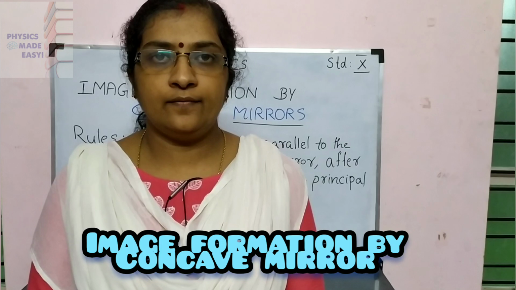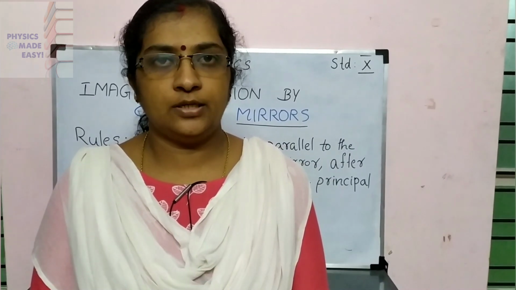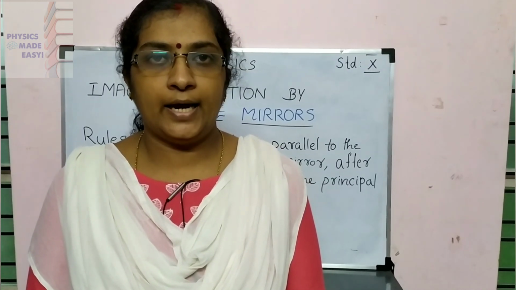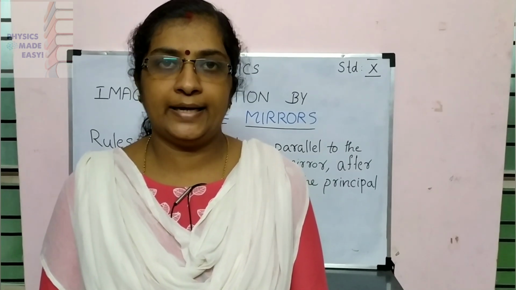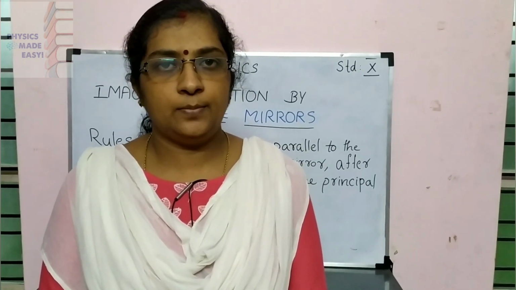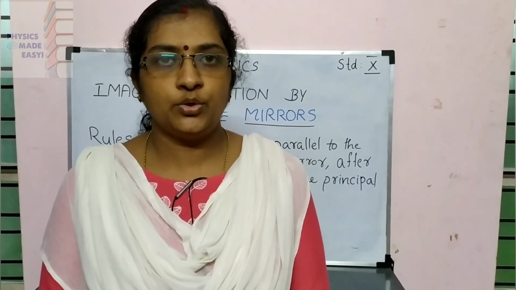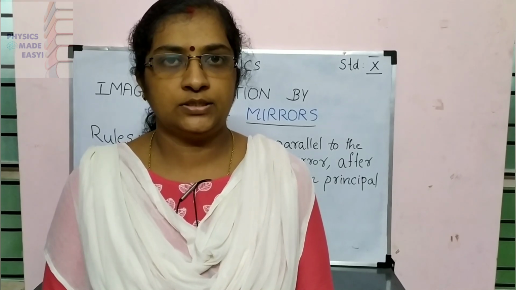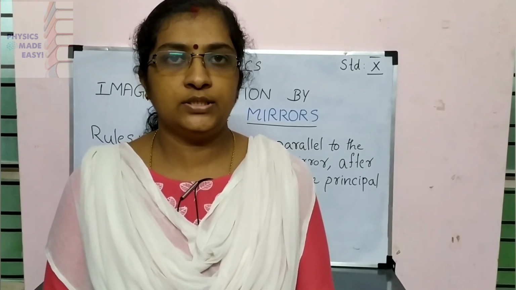Hello students, today we will study about the image formation by concave mirrors. Now you are going to draw the ray diagrams, how that images are getting. For that you need minimum 2 reflected rays. So you have to know which rays you have to consider for getting that image. For that here you have to learn some rules.